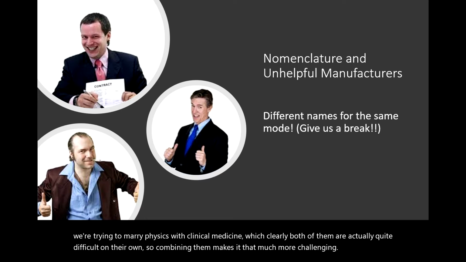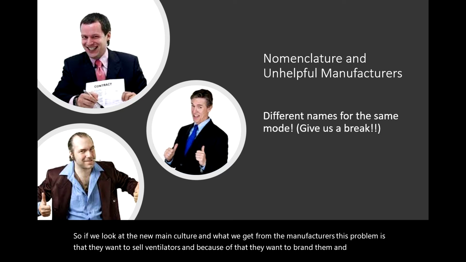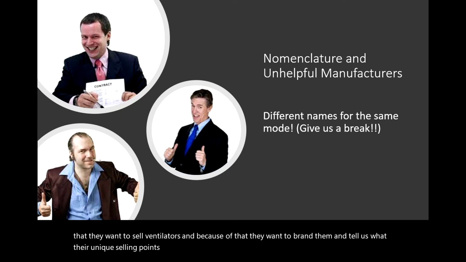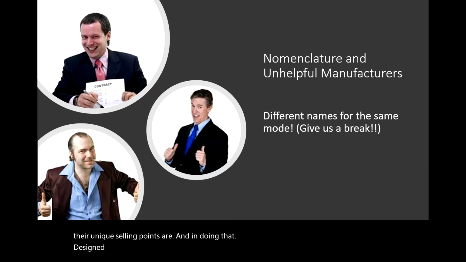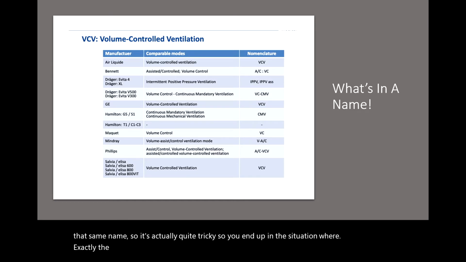So if we look at the nomenclature and what we get from the manufacturers, the problem is that they want to sell ventilators, and because of that they want to brand them and tell us what their unique selling points are. In doing that, they've designed this system where if one ventilator comes up with a name, no other company can use that same name. So it's actually quite tricky. You end up in the situation where exactly the same mode of ventilation will have various different names.